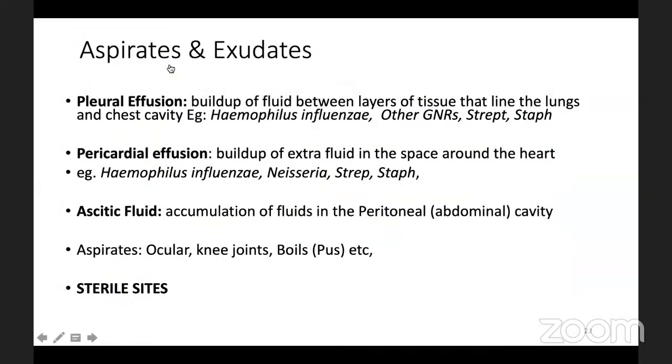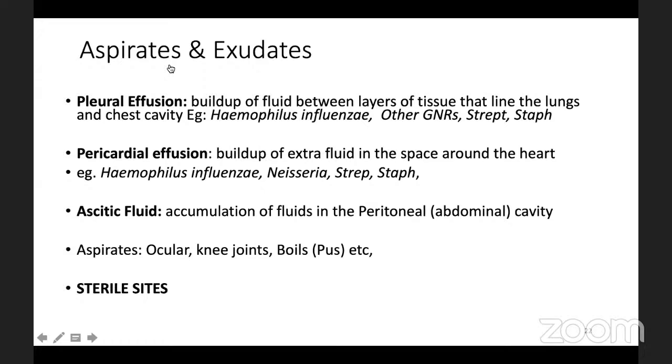Okay, so now we are talking about aspirates and exudates, and we get them in different forms in the lab. We can get pleural effusion, which is fluid that collects around the layers of the lungs. Pericardial effusion, fluids that build around the cavity, the space around the heart. Ascitic fluid, that's from the peritoneum. We can get aspirates from knee joints, even from the eye, and from boils, which we usually call pus.